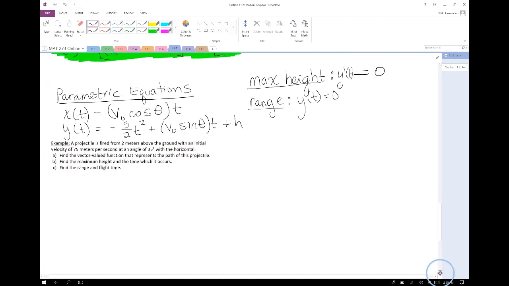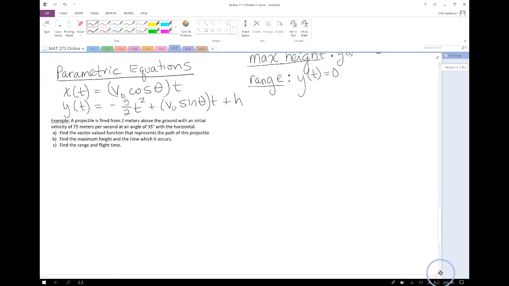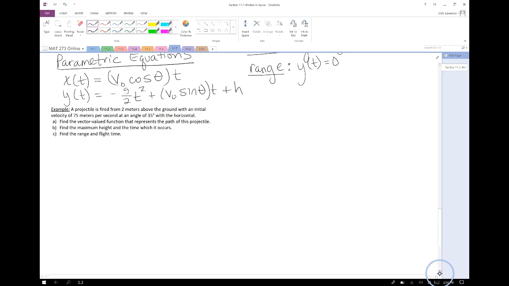So I've got two examples I want to show you. The first one, not really an application problem, just a practice with our vector valued function for projectile motion, but then I have another one that's a little bit more difficult and is an application problem. So for this first example, we've got a projectile that's fired from 2 meters above the ground with an initial velocity of 75 meters per second at an angle of 35 degrees with the horizontal.